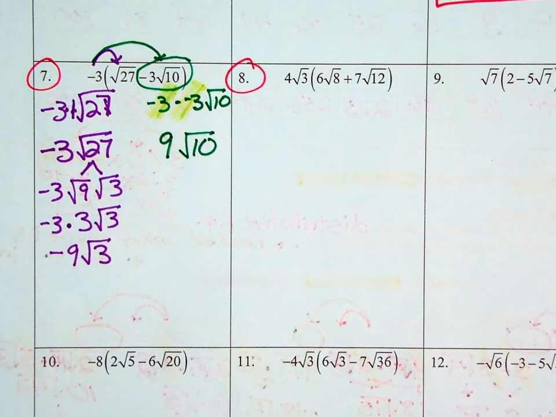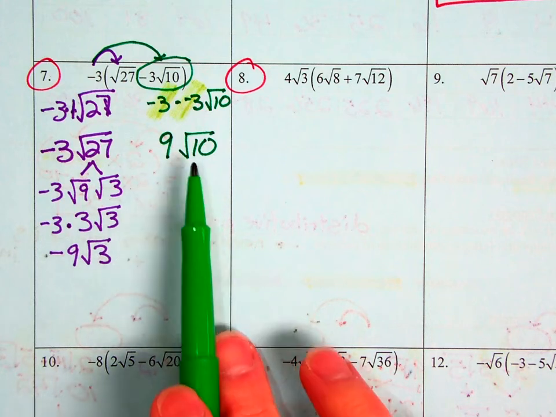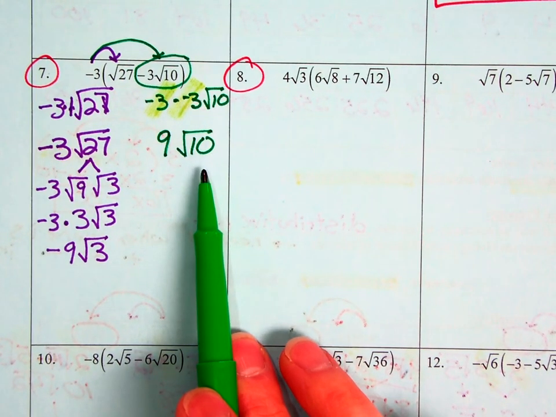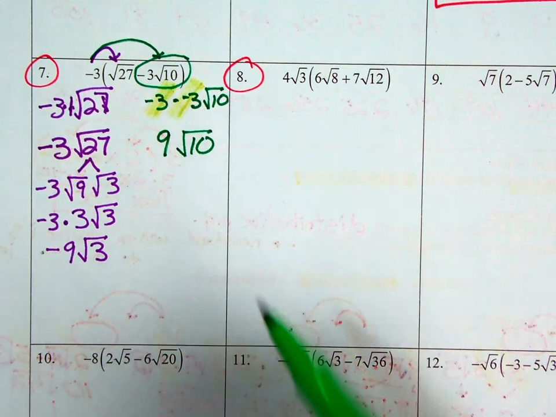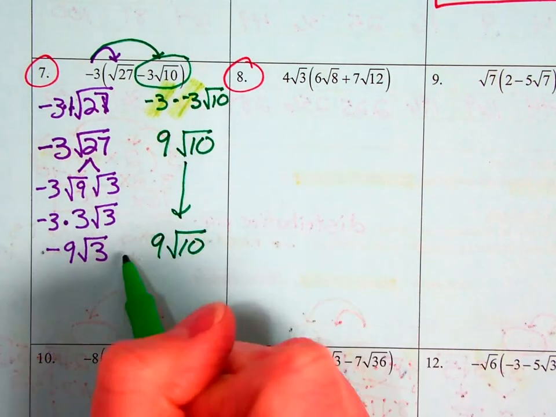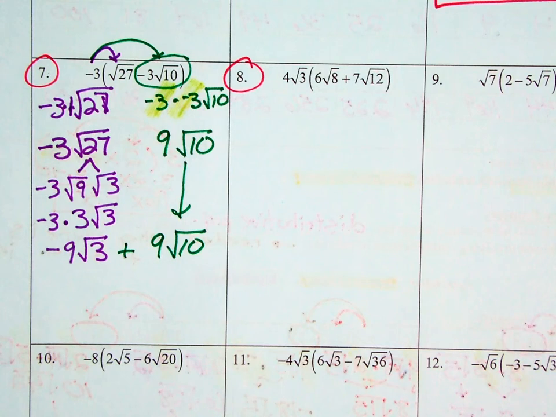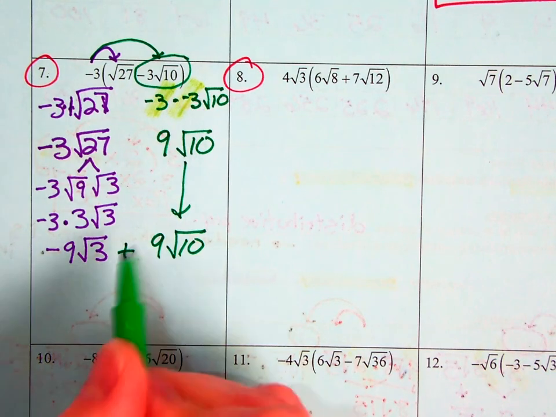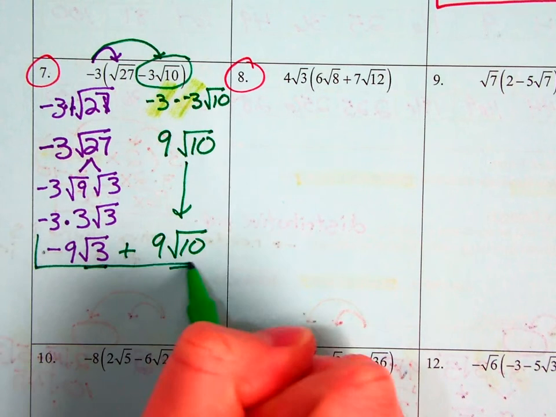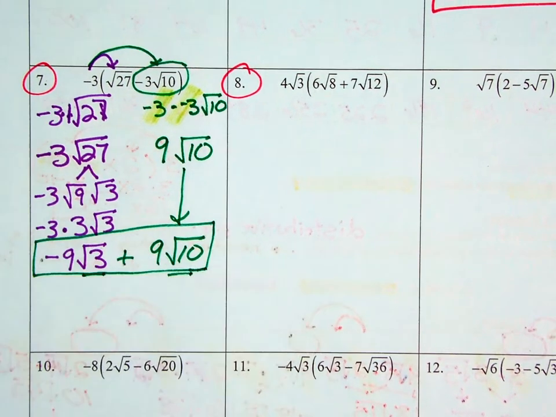And then I would ask myself, is 10 a perfect square? It is not. Are there any perfect squares that divide into 10 evenly? There are not, so we can just bring that down. And since it was positive, we can put that plus sign in the middle. Then we would try to combine these, but we have a radical 3 and a radical 10, which means they are not like radicals. So your final answer is negative 9 radical 3 plus 9 radical 10.